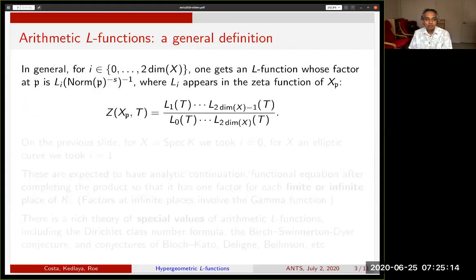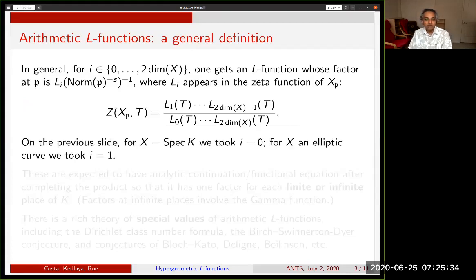In general, this family of L functions is indexed by a parameter i that ranges from 0 to twice the dimension of x. And the factor corresponding to a prime ideal p is extracted from the zeta function of the reduction mod p via this factorization coming from the Weil conjectures. On the previous slide, the example of x equals spec k was the case i equals 0. The example of x an elliptic curve was the case i equals 1.